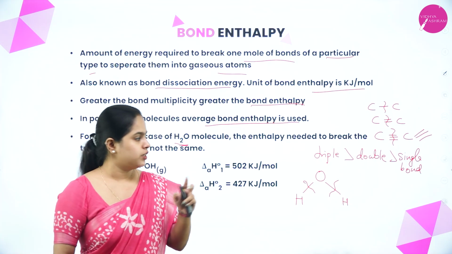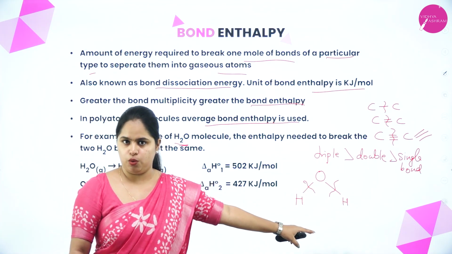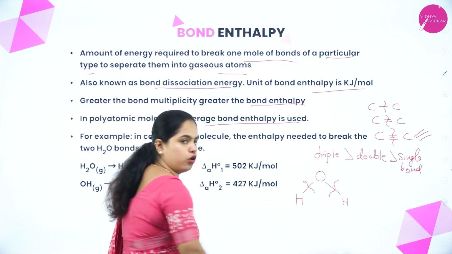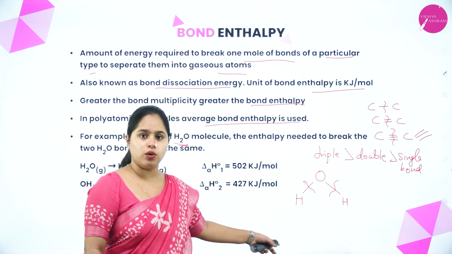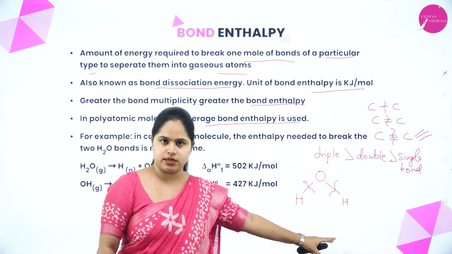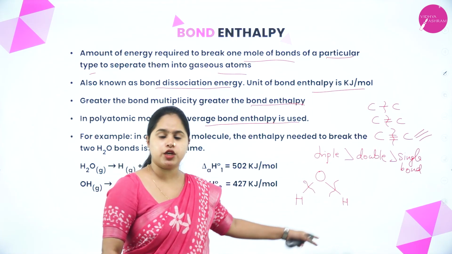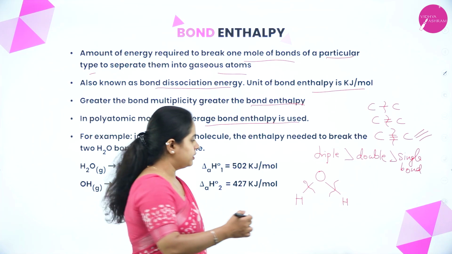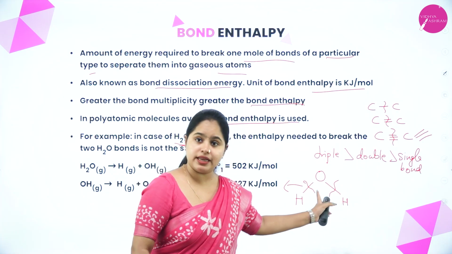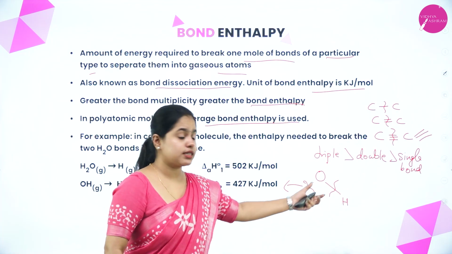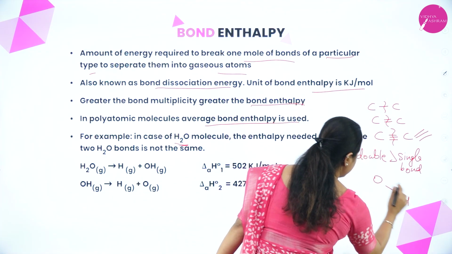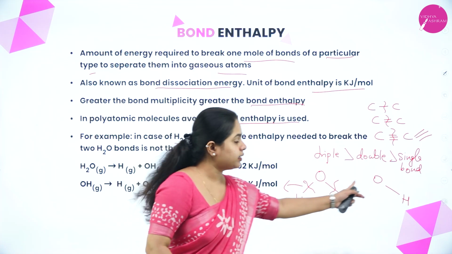Why is this happening? Let's say it was an H2O molecule. First I am breaking this particular OH bond, and in this scenario, the other OH bond is still present. So a particular bond enthalpy is required. Now this bond is dissociated. Now I am going to break this other OH bond. In this case, is this OH bond present there? No. Only this OH bond will be present, as this is already broken.